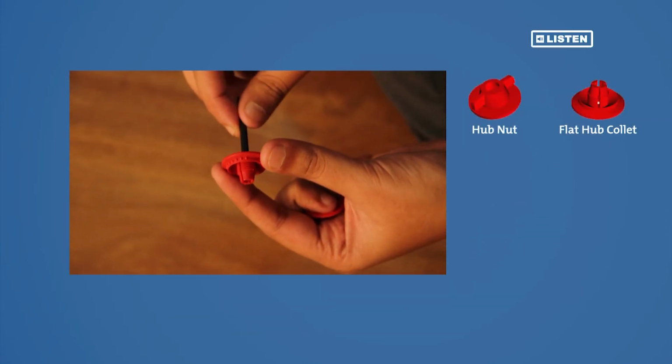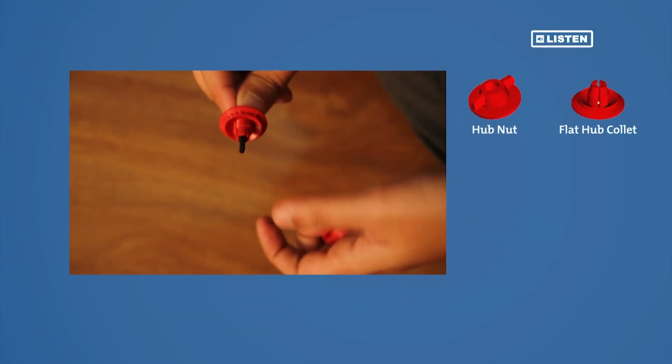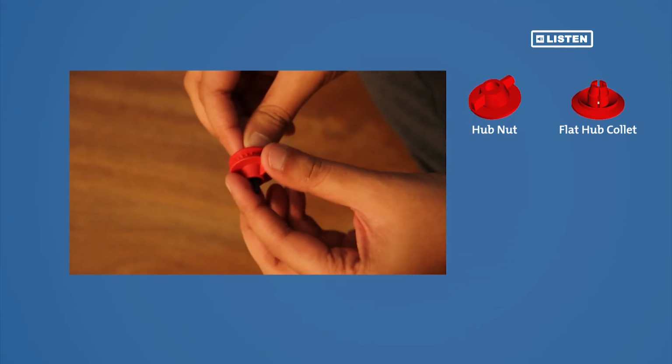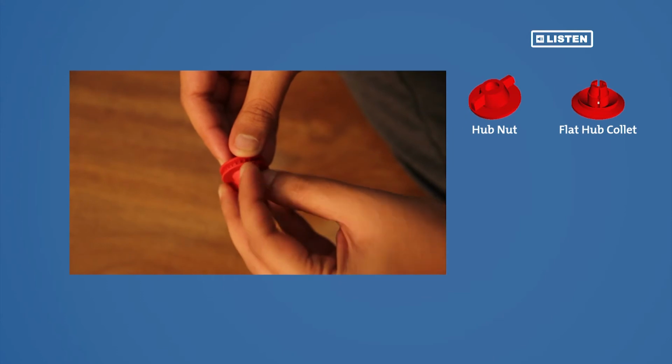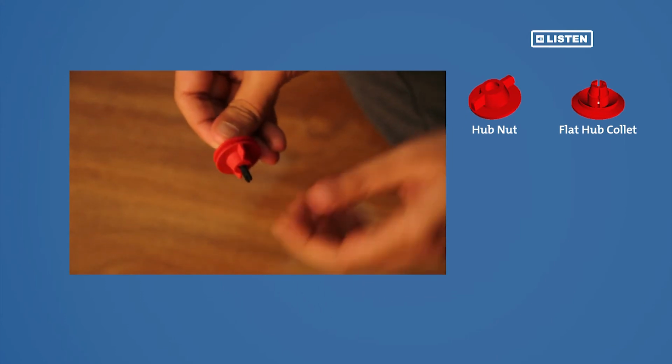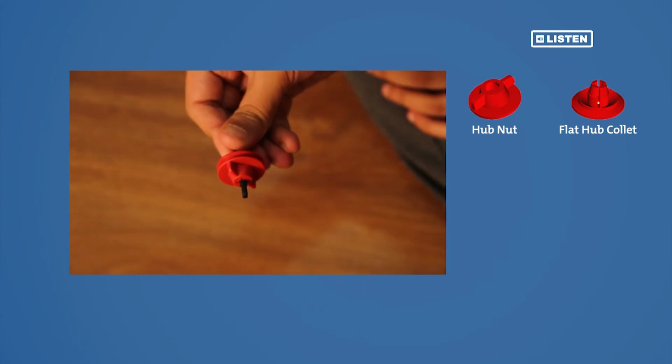Hub nut and collet. This part is used to connect the axle to wheels, pulleys or gears. Here is how you can connect the hub nut and collet to the axle. Can each group attach a hub nut and collet to an axle, please?